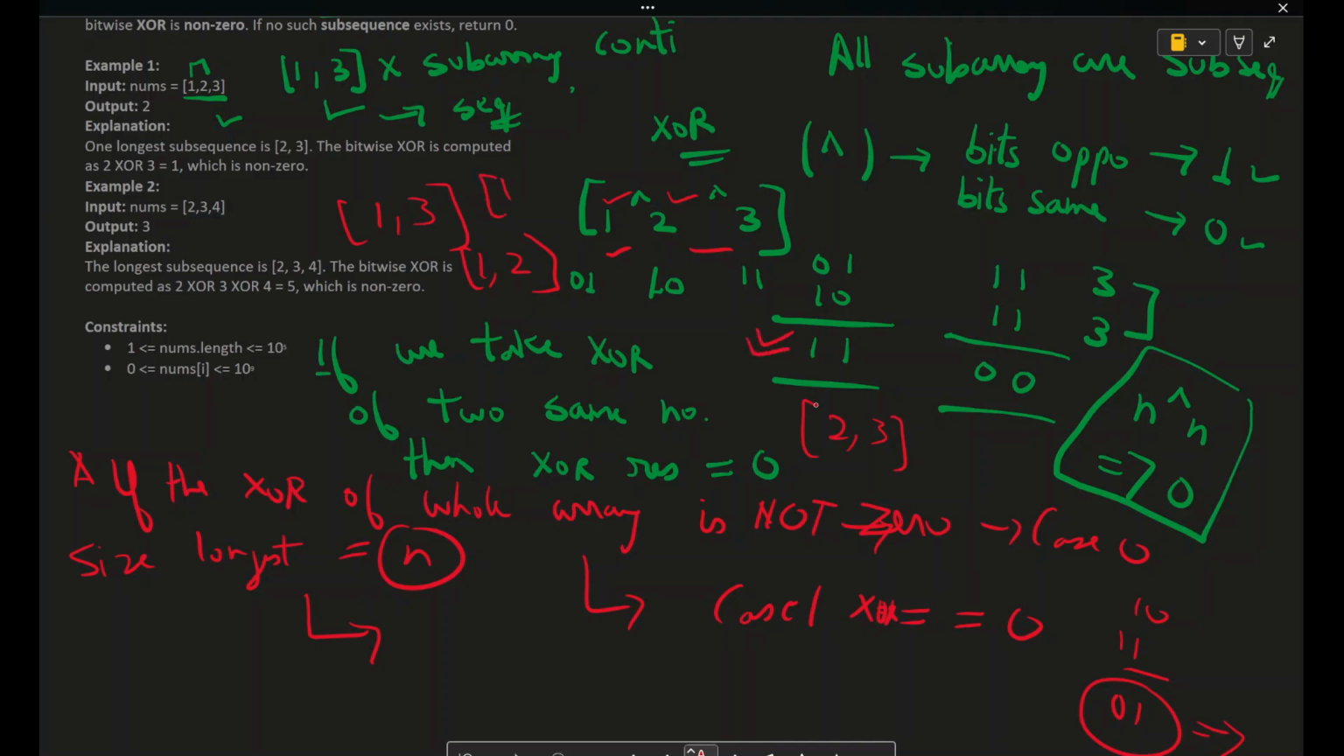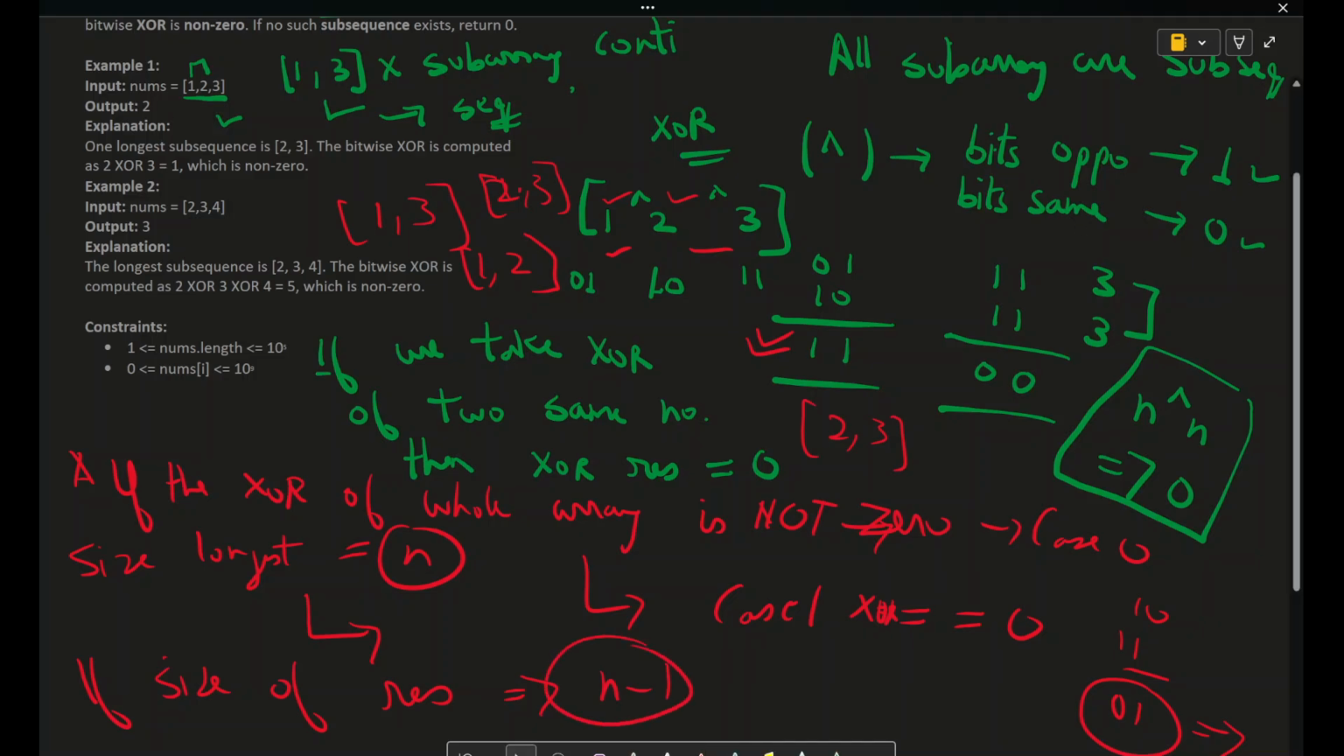So all these solutions are possible: 2 comma 3, 1 comma 3, 1 comma 2. So what we can say is that if we remove any element, the size of the resultant will be equal to n minus 1.